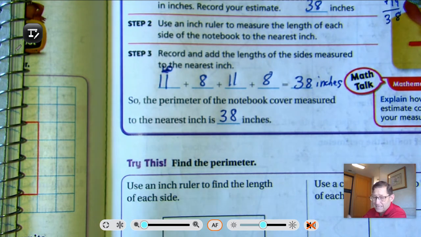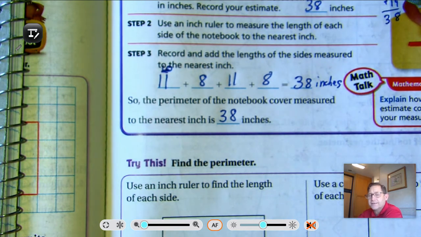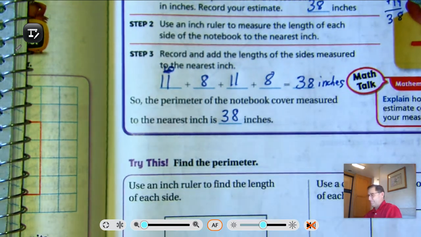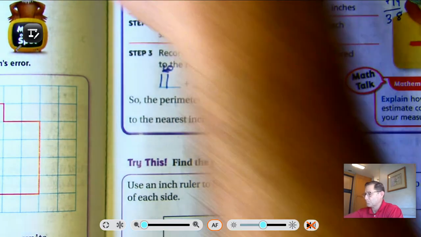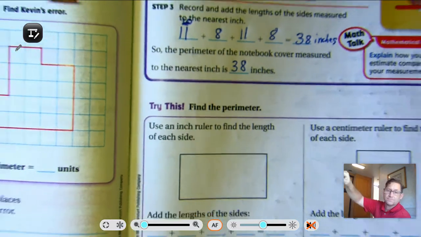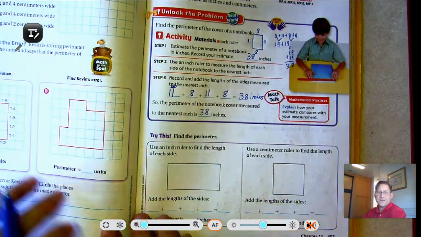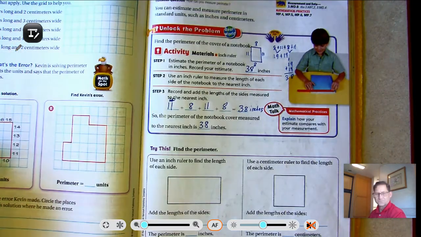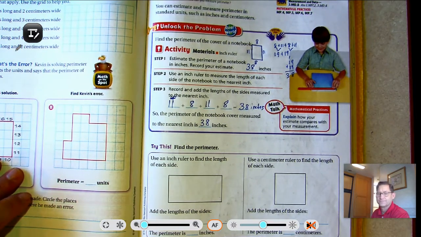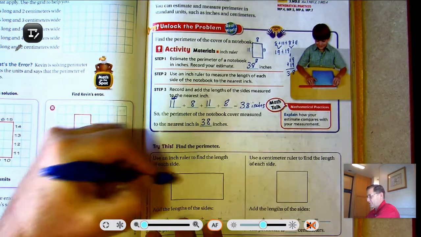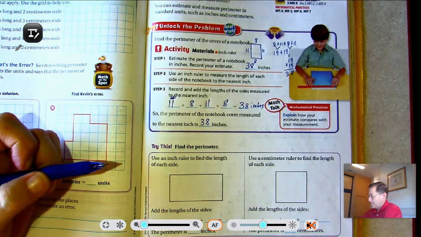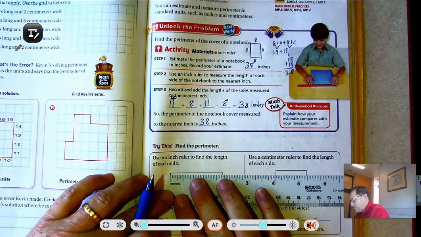Okay, so if we were exact, I think it would be a little less than 38 because we rounded this up. Okay, all right, let's keep practicing. So use an inch ruler to find the length of each side. Now, do I need to really measure all 4 sides? No, I only have to measure 2 of the sides because their opposite sides are going to have the same measurement. All right, so let's put your ruler at 0.